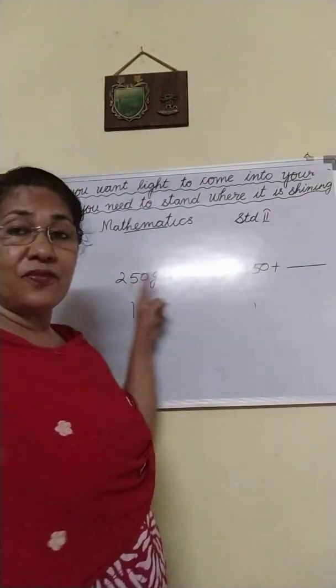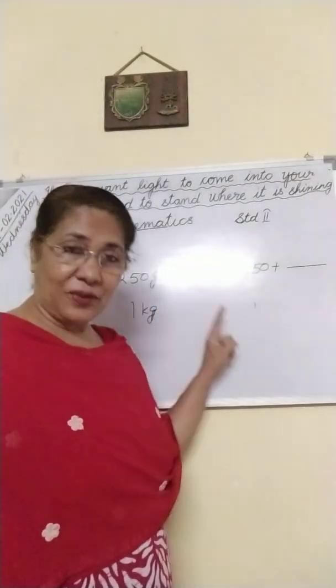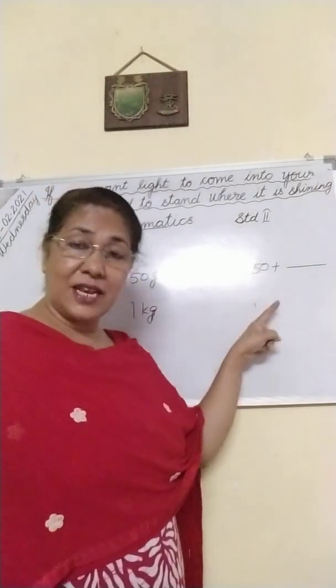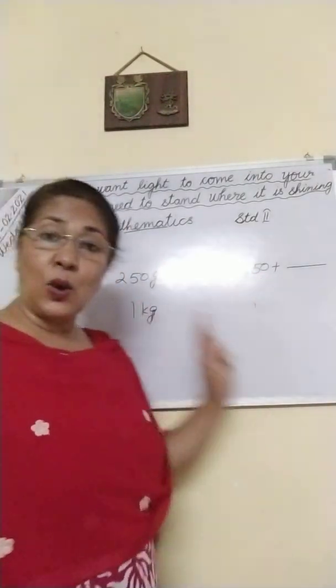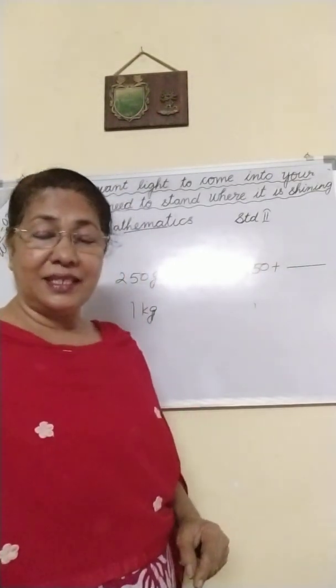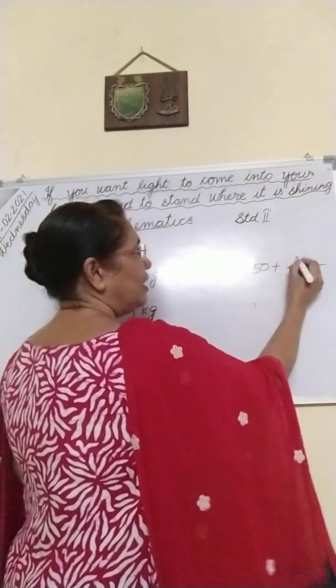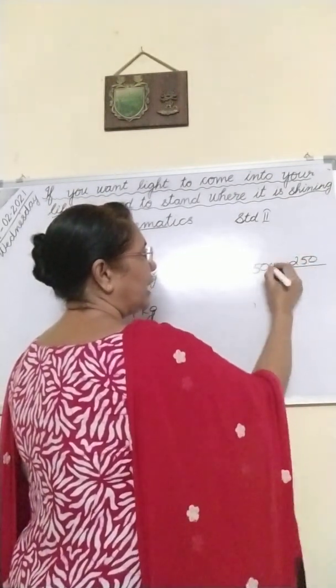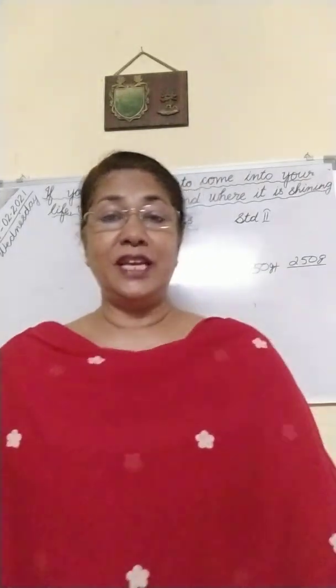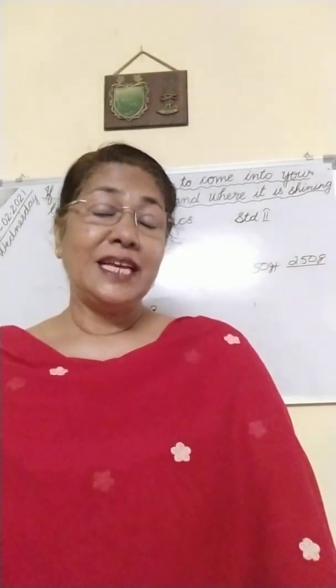So 250 plus 250 is 500. 500 plus 250 is 750. So to make it into 1000 grams, how many grams more do you have to write here? Yes, 250 more grams. So 4 times 250 grams makes 1000 grams.